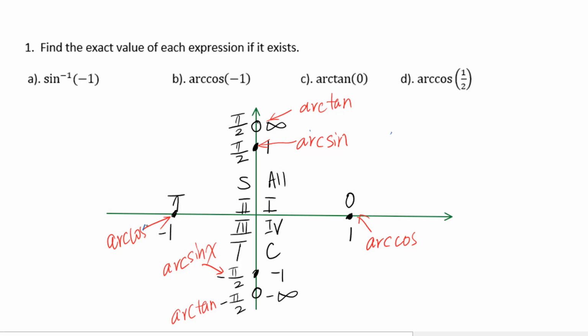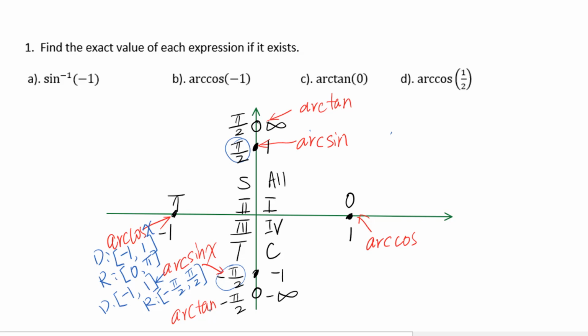For arc cosine x, domain is a closed interval from -1 to 1. Range is a closed interval from 0 to pi. For arc sine x, domain is a closed interval from -1 to 1. Range is a closed interval from negative pi over 2 to pi over 2. You could say this.